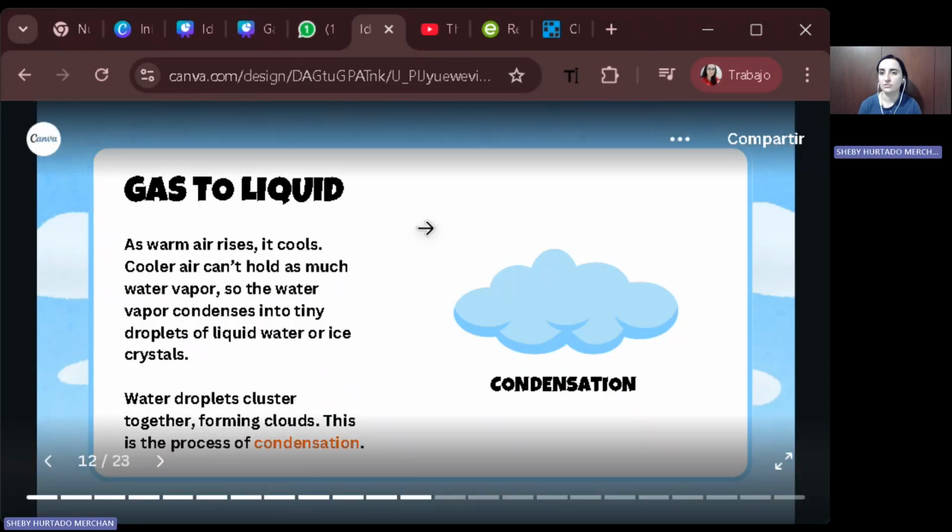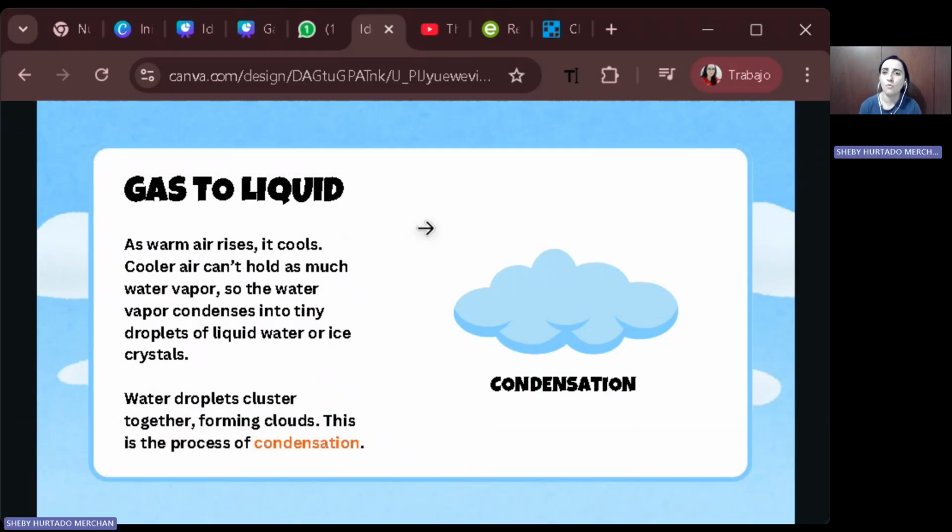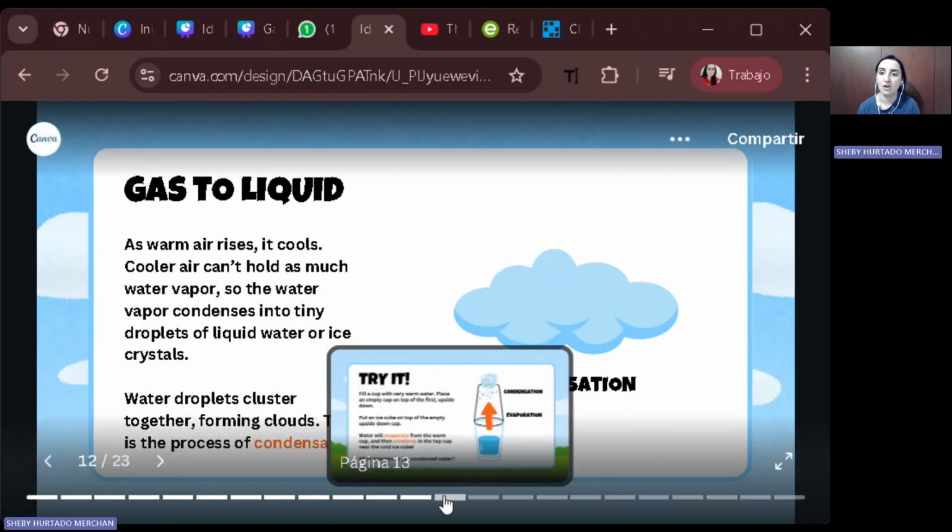Okay, now gas to liquid. As warm air rises, it gets cold. Cooler air cannot hold as much water vapor. So the water vapor condenses into tiny droplets of liquid water or ice crystals. Water droplets cluster together, forming clouds. This is the process of condensation. It's the opposite.